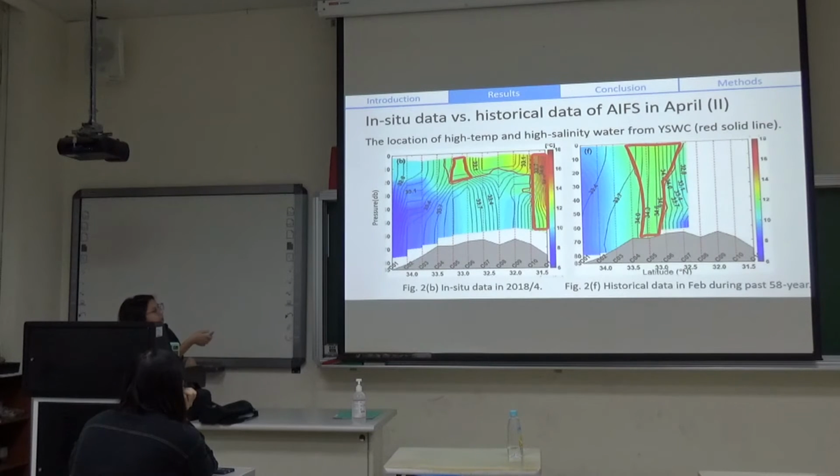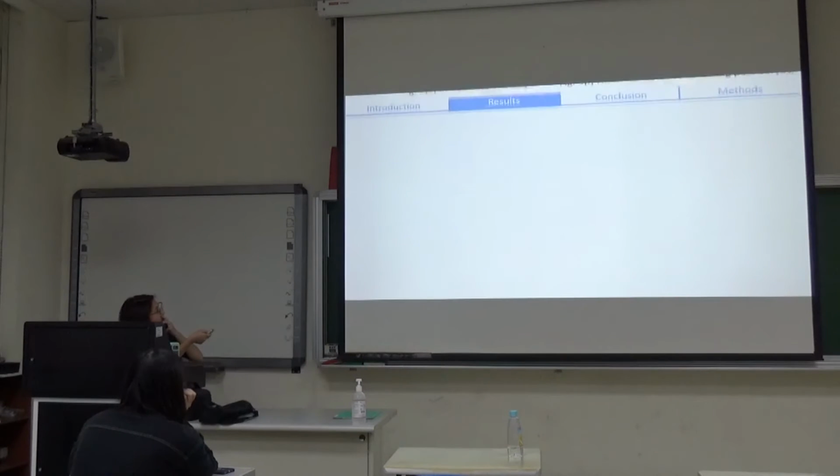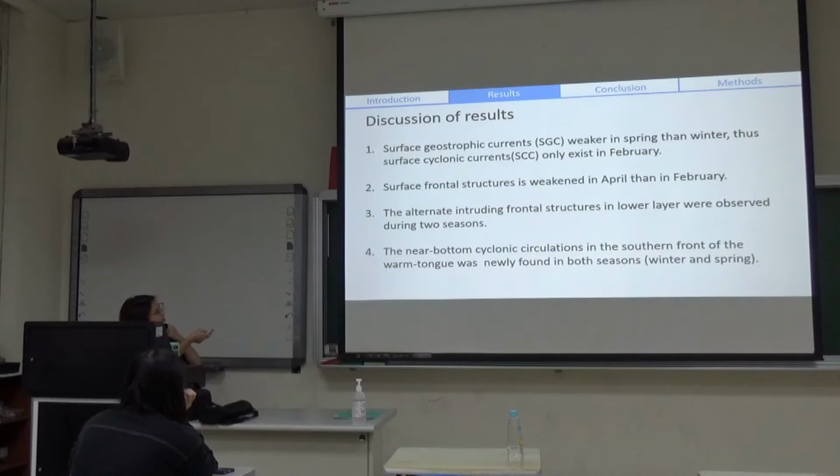So we can clearly find the alternate intruding structure along here and here, because if you remember the previous slide, the position of the low temperature and low salinity water. So the AIFS is clearly found in both seasons, and we see the near-bottom cyclonic circulation.